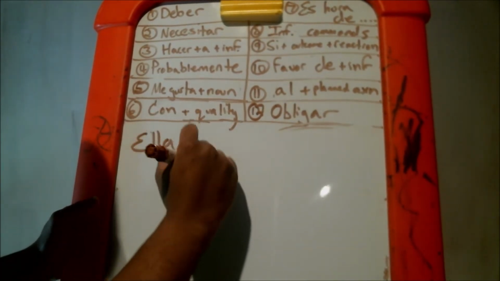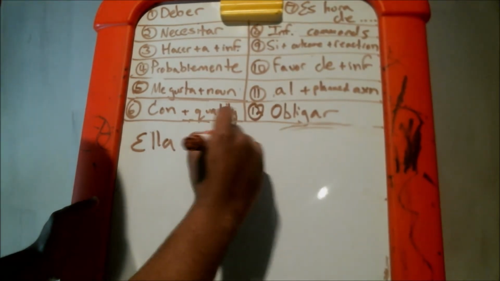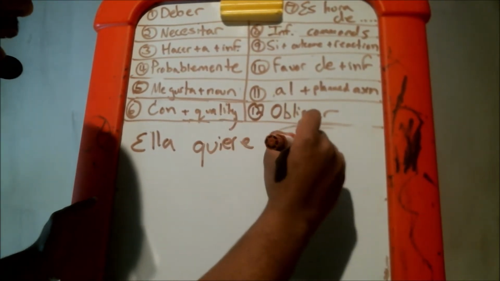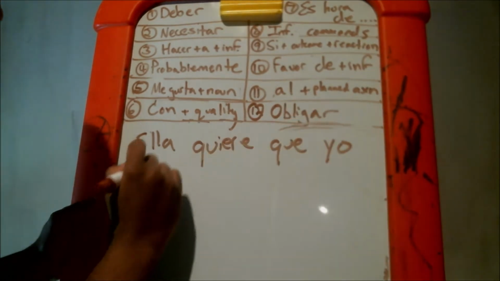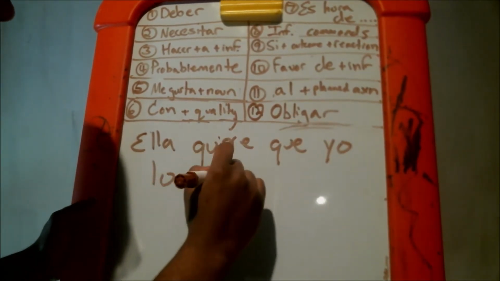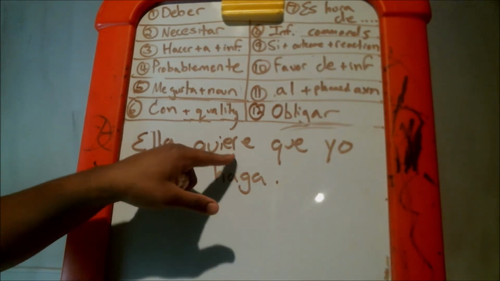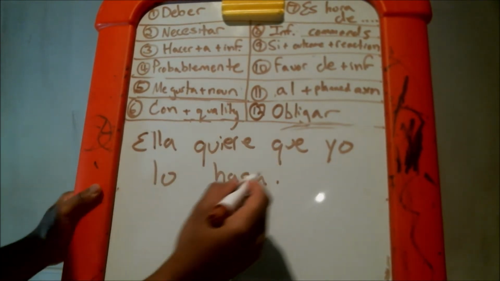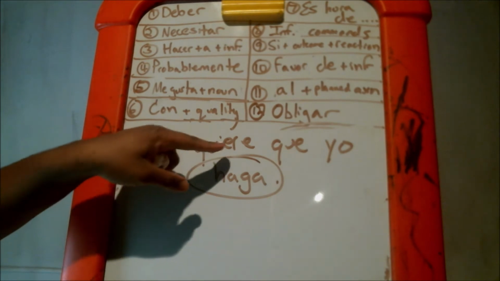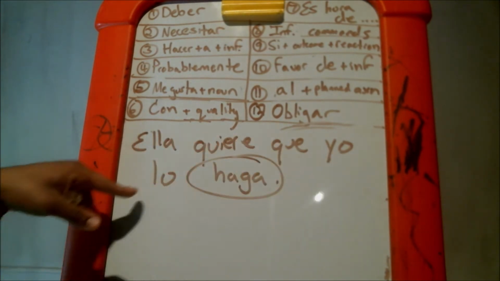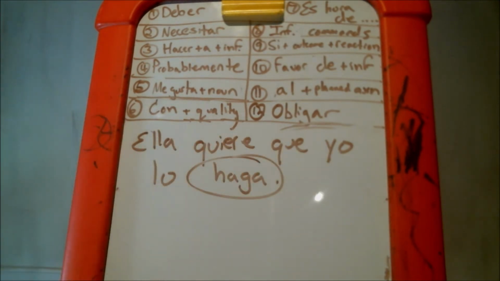Ella quiere que yo lo haga, okay? Ella quiere que yo lo haga. Obviously, this is our subjunctive, right? She wants that I do it. Or in other words, she wants me to do it, right?